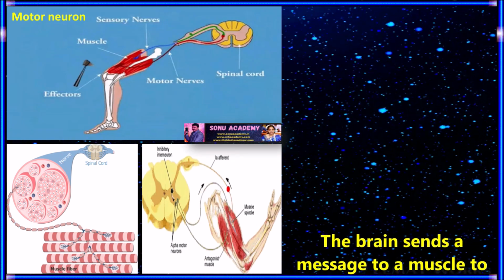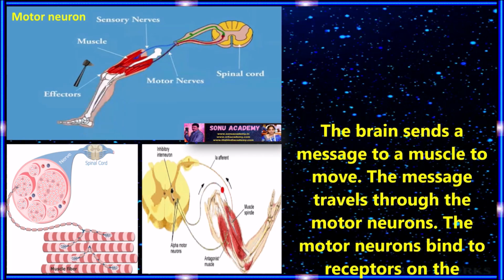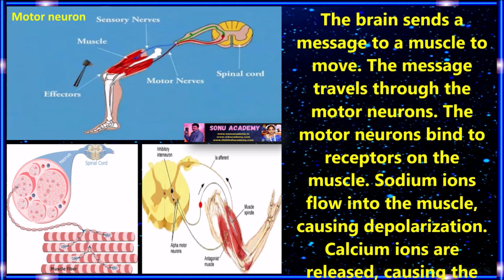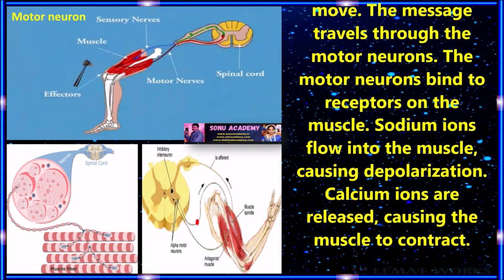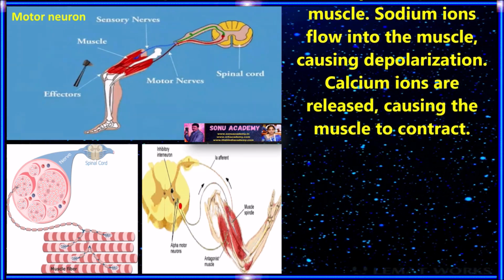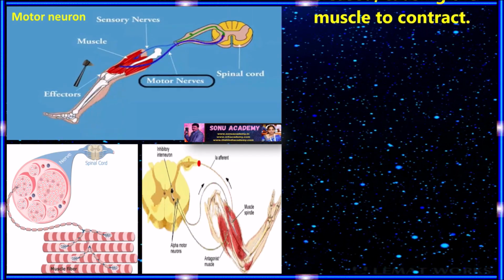Children, now let us see how motor neurons work. The brain sends a message to a muscle to move, and the message travels through the motor neurons. The motor neurons bind to receptors on the muscle. Sodium ions flow into the muscle, causing depolarization. Calcium ions are released, causing the muscle to contract.